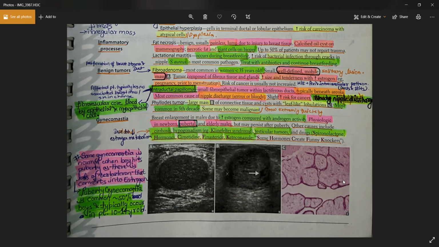On the ultrasound, what you will find is a mobile mass. As you can see, this is a well-defined mobile mass. And on the histology, you will find the ducts and the slits. Any doubt, please ask.